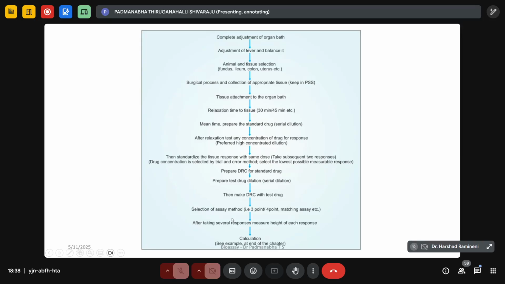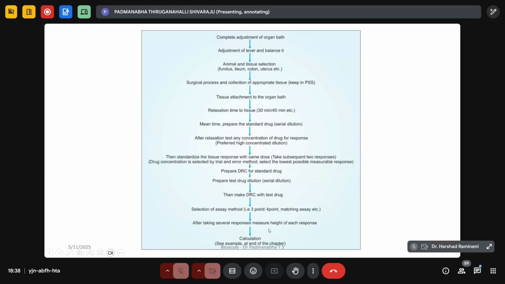Following that, you need to select the assay method: whether we go for the bracketing assay, matching assay, interpolation, or a 3-point or 4-point assay. It is based on what we want to see, whether toxicity, potency, or a comparison of the effective dose or the maximal lethal dose. It also depends on the volume of tissue and the sample we are going to select.